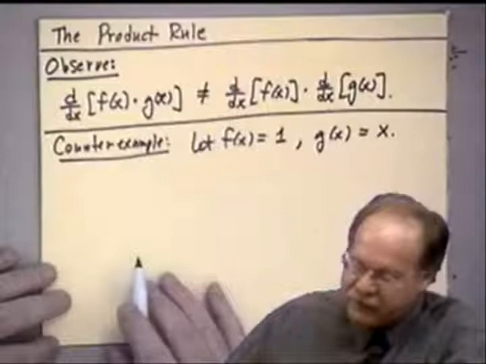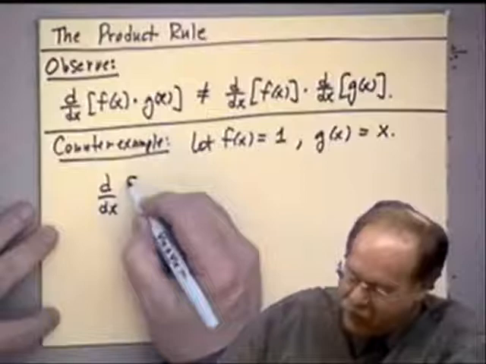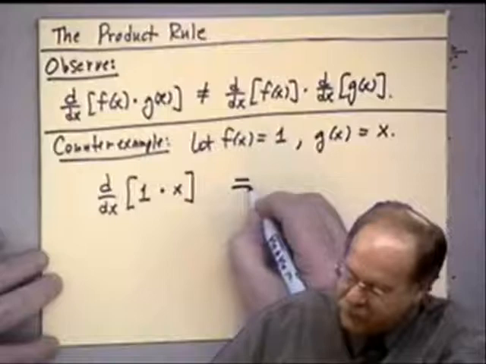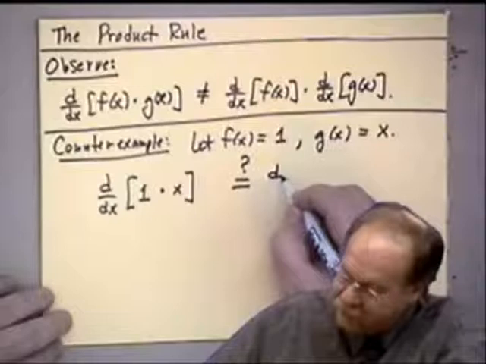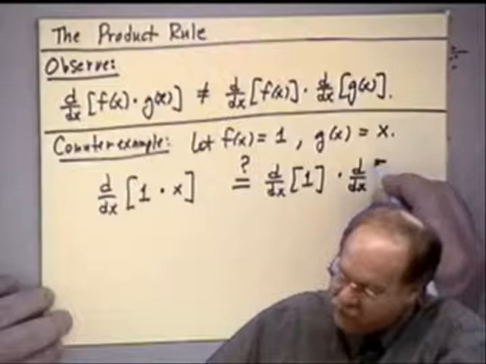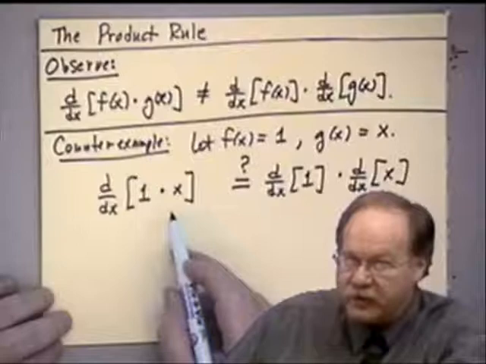So now let's look at the left-hand side, which would be the derivative of f of x, which is 1, times g of x, which is x. We will put an equal sign and a question mark and see if we can discover whether it's equal or not to the derivative of the f function, which is 1, times the derivative of the g function, which is x. Now on the left we have 1 times x, which is x, and we know the derivative of x. The derivative of x is 1. So is that equal to the other side?